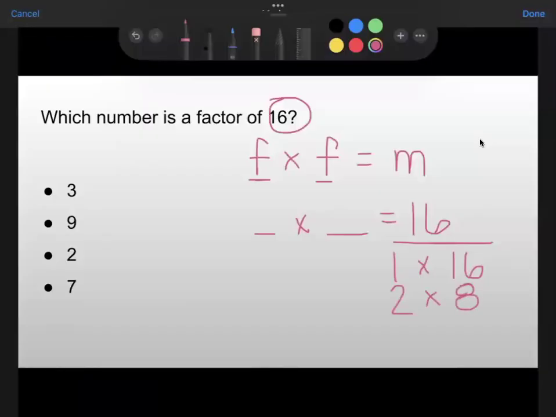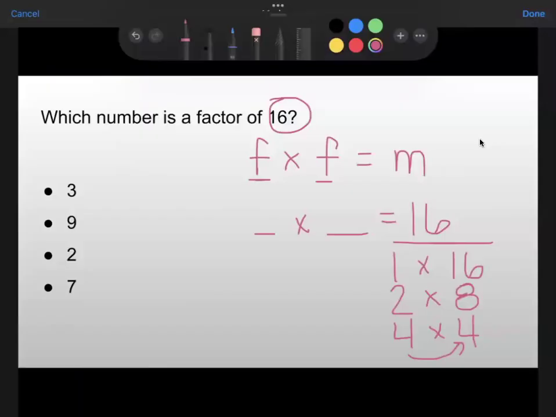Okay, so next I could try 3, but I can't think of anything I can multiply 3 times to get 16. 3 times 5 would be 15, so that's close, but not quite. 4 is the next one, and I can do that by getting 4 times 4. Now I know I can stop, and the reason I know I can stop is because once I've looped around to the other side of the factor pairs, or the numbers start to repeat, I can stop.